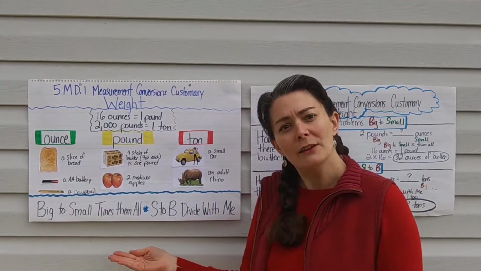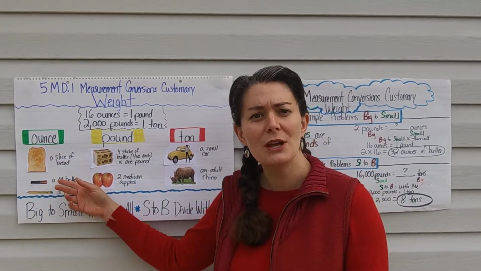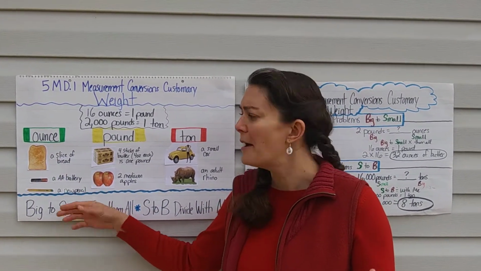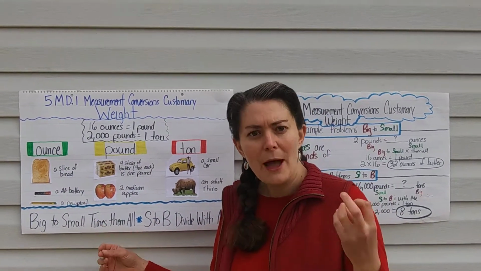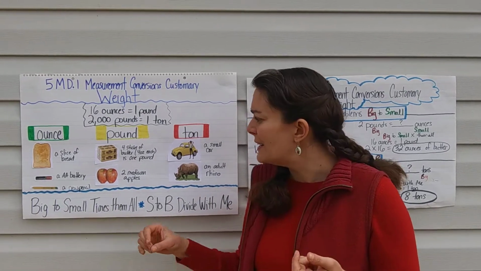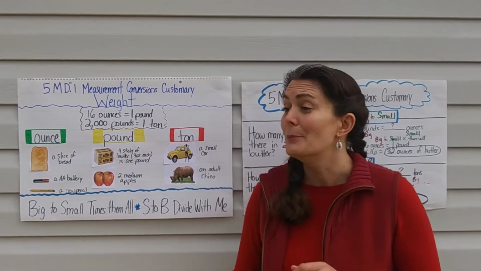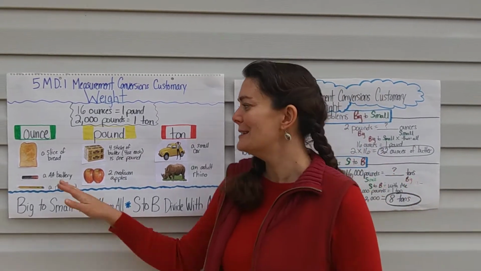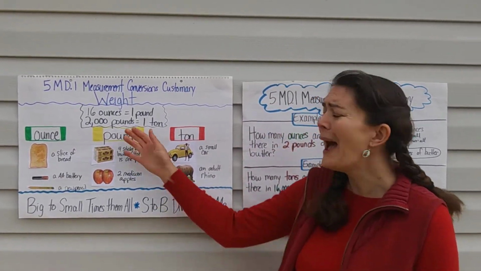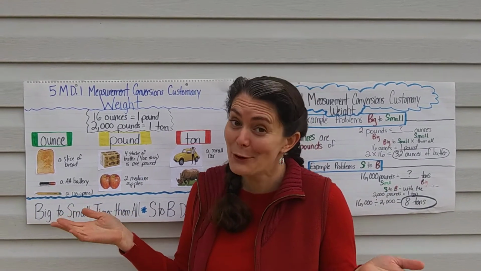Our smallest unit of customary weight is an ounce, and you can associate this with what you have in your daily lives. One slice of bread is about an ounce, a AA battery is about an ounce in weight, and a brand new pencil, not when it's this big with a little eraser nub, but a full-size regular pencil, is about an ounce as well.